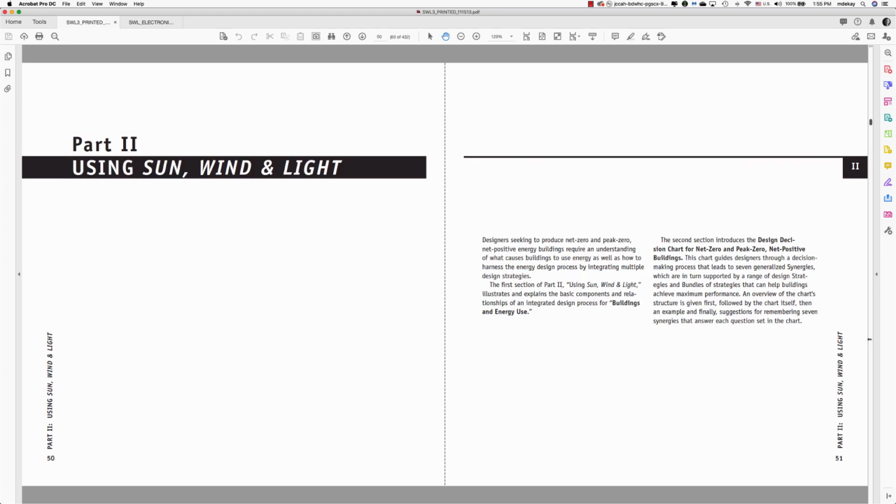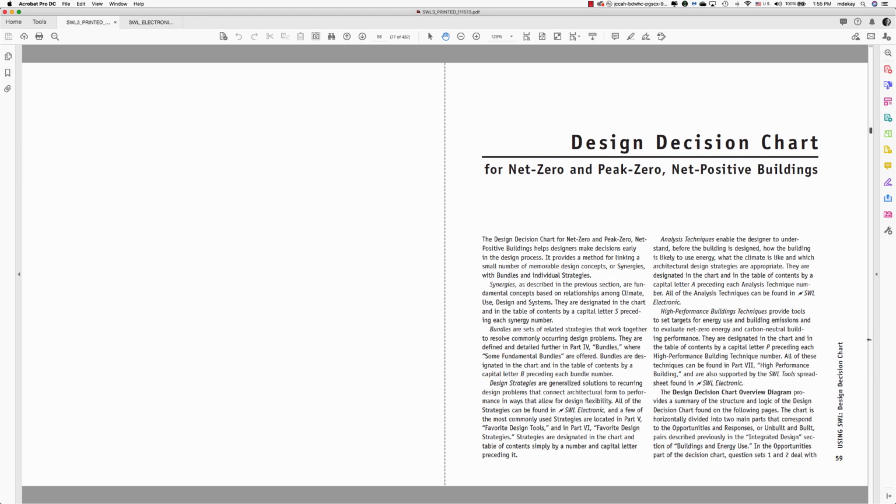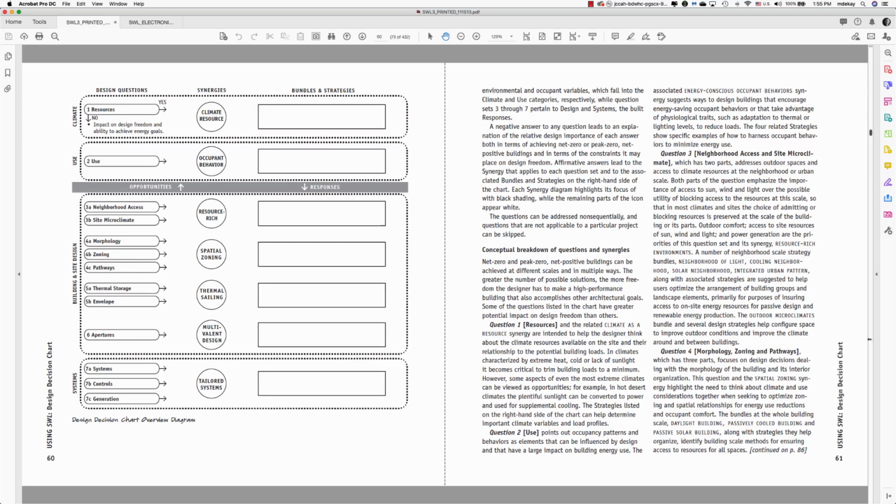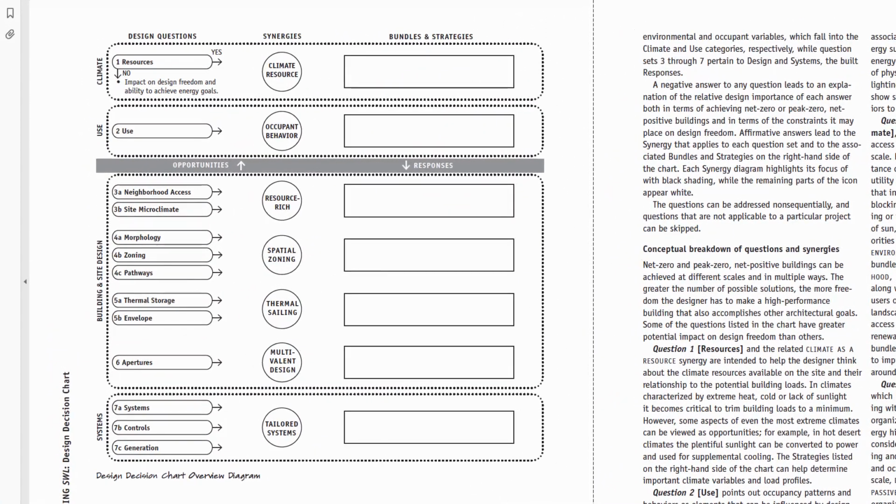There's a section called Using Sun, Wind, and Light. This is kind of worth reading up on the front end. The main thing I want to show you here is the design decision chart, and this references schematically 7 different kinds of questions that you might think about.